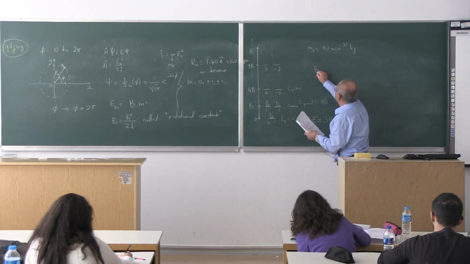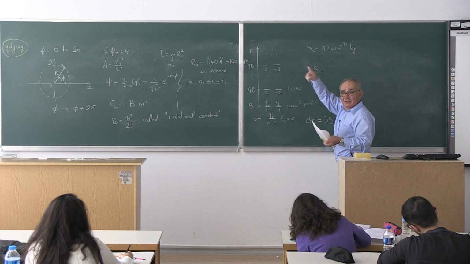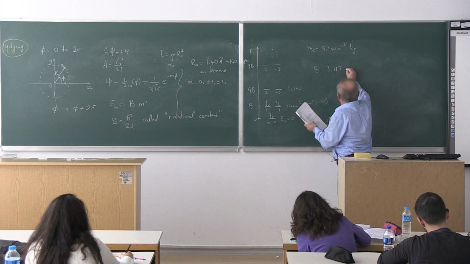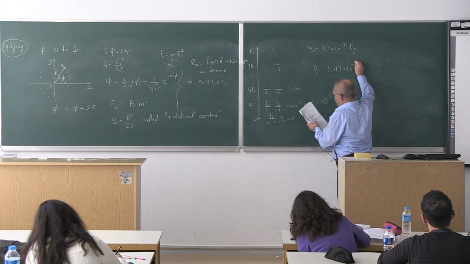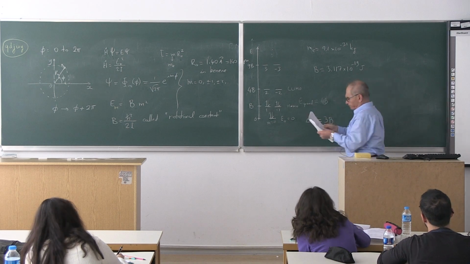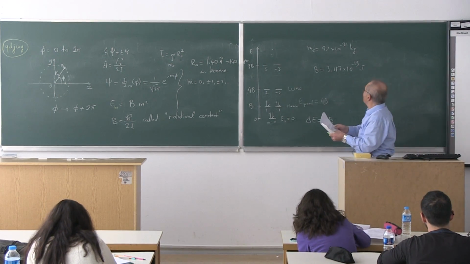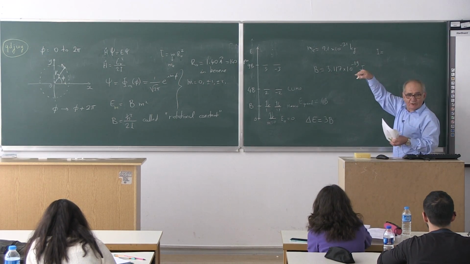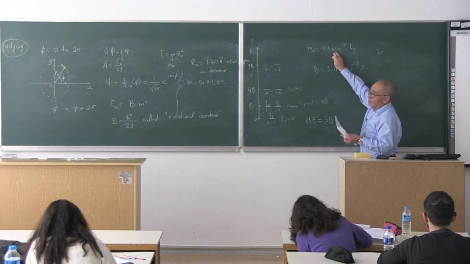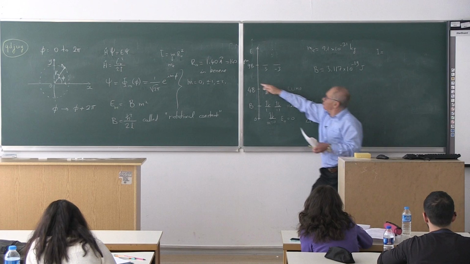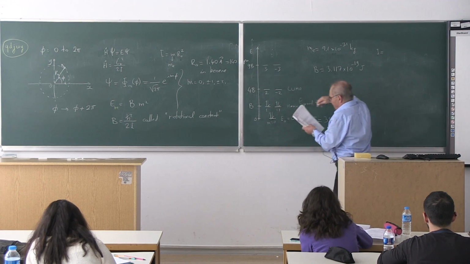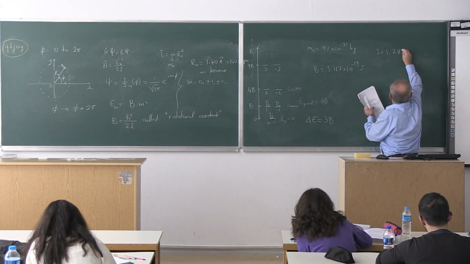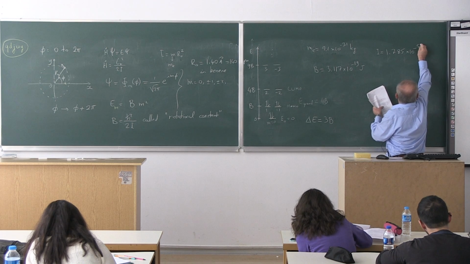We calculate B using SI units. 3.117 times 10 to the minus 19 joule. In the calculation here, you need to calculate first the moment of inertia, which is this number multiplied with the square of this number, and you should obtain 1.8785 times 10 to the minus 50.